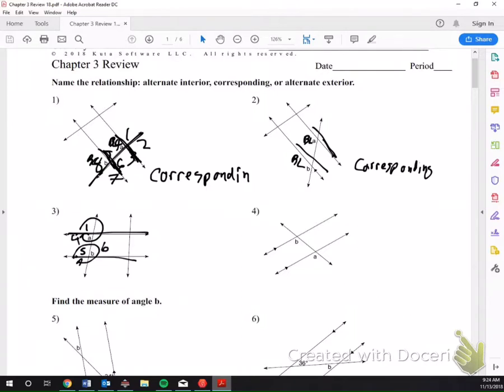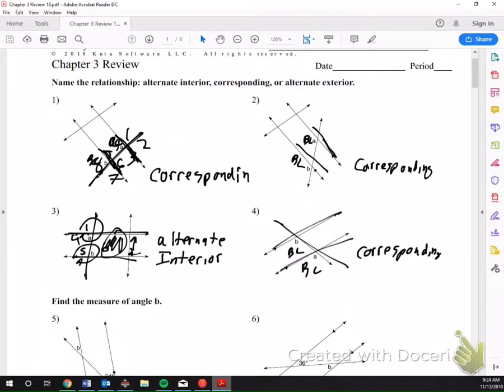Now if I looked at 4 and 6, I'd see that they're alternate interior. Alternate means they're on opposite sides of the transversal. Interior means that they're in between. See right here? See how they're in between the two different parallel lines? So they're alternate interior. And then the last one is corresponding as well.